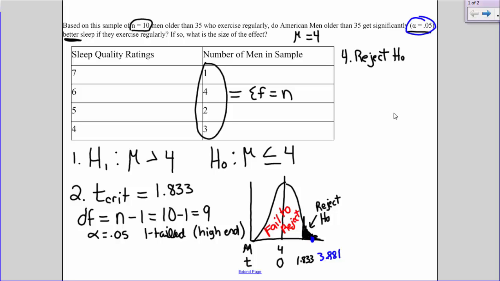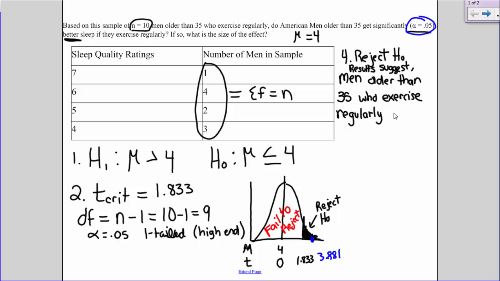And we could just state that, let's be specific. Results suggest, always try to say that so that you recognize that this isn't the end-all be-all. Results suggest men older than 35 who exercise regularly get significantly better sleep. So we have our independent variable, exercising regularly, our dependent variable, getting sleep. And the fact that it's a one-tailed test, better sleep. And we also have the fact that it's a significant finding.